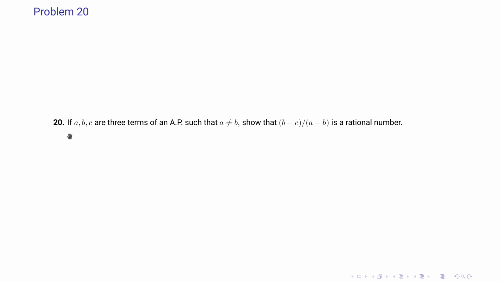Problem 20 says that if A, B, C are three terms of an AP such that A is not equal to B, show that B minus C by A minus B is a rational number.